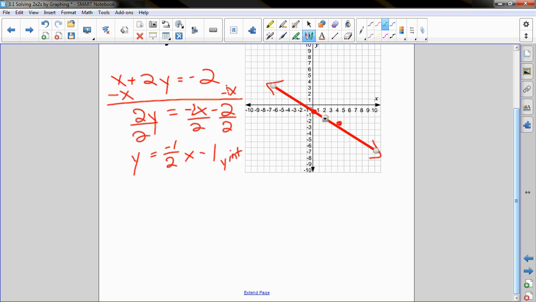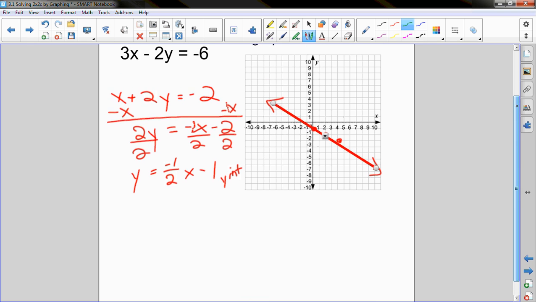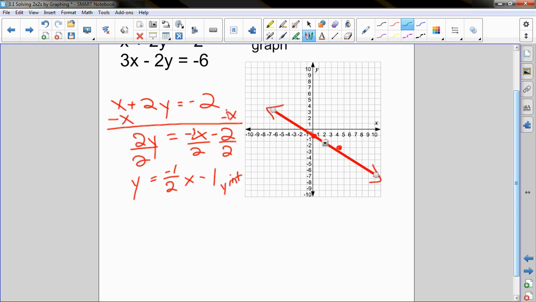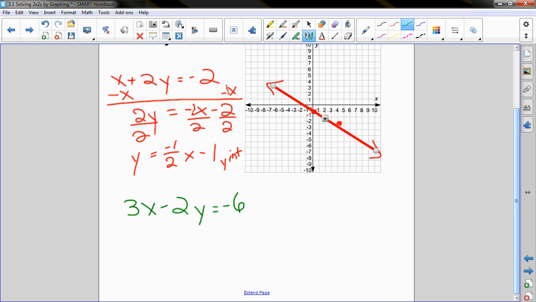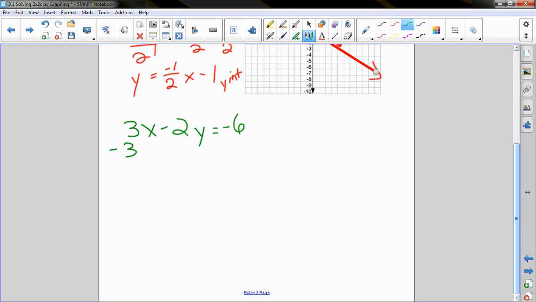Okay, we'll do it in green, except I don't know what it is. I can't see it. Let me scroll back up a little bit. So the other one is 3x minus 2y equals negative 6. How do I solve it? Remember, you move your x first, okay? Be careful, you subtract from both sides.